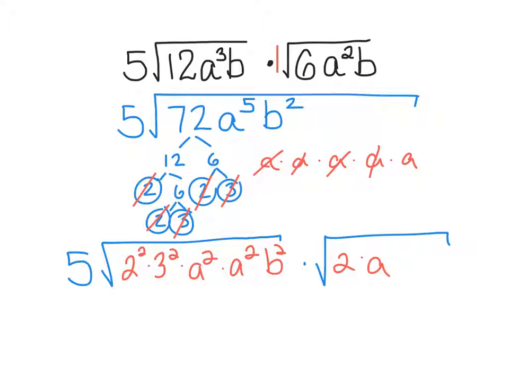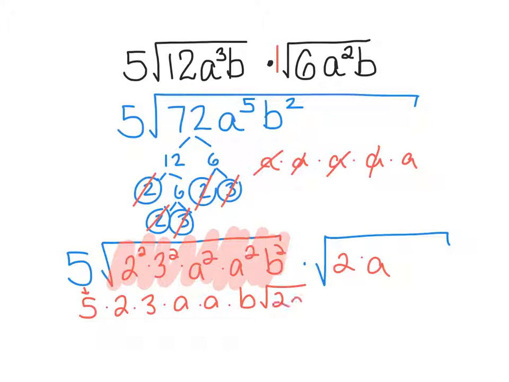So everything in this first radical, I can take the square root of that. It's going to come out as just the base. So I'm going to have 5 from the coefficient times 2 times 3 times a times a times b times the square root of 2a. Multiply that all back together, gives me 30 a squared b times the square root of 2a as a final answer.